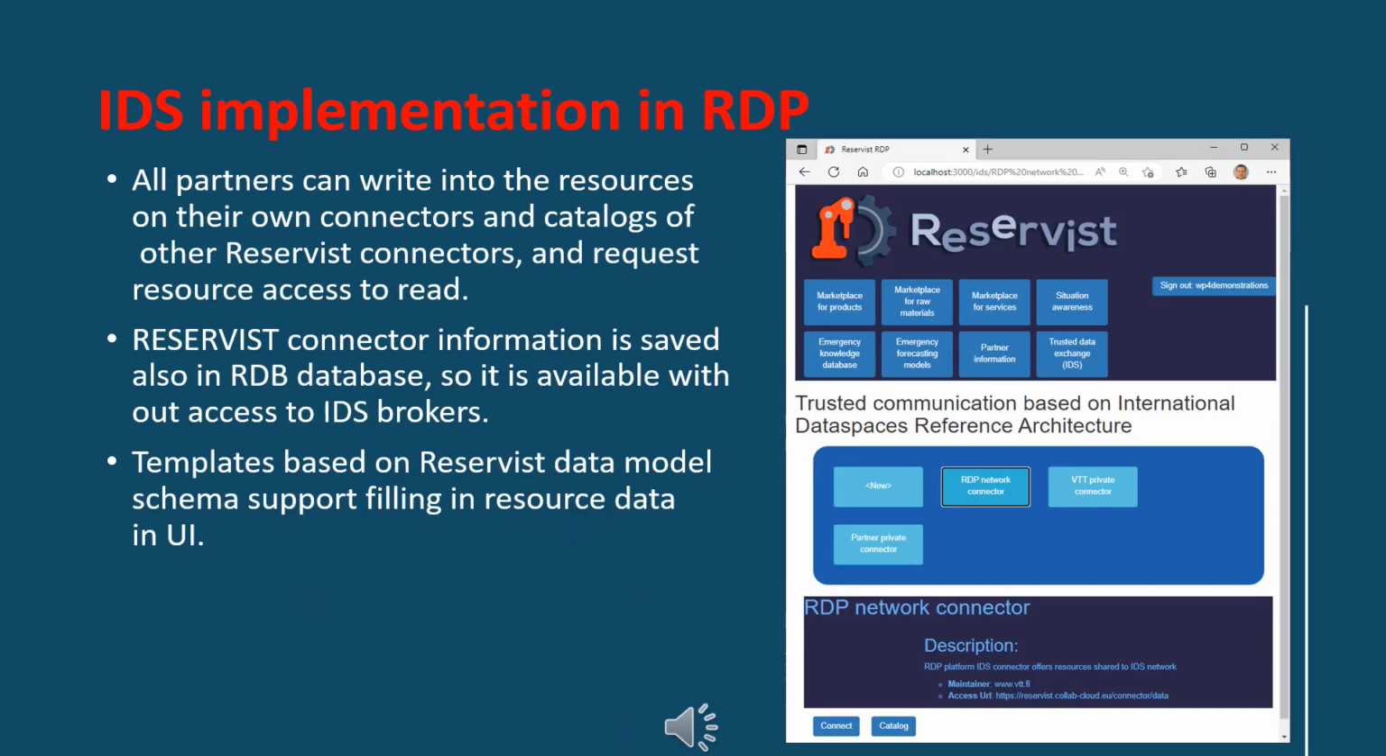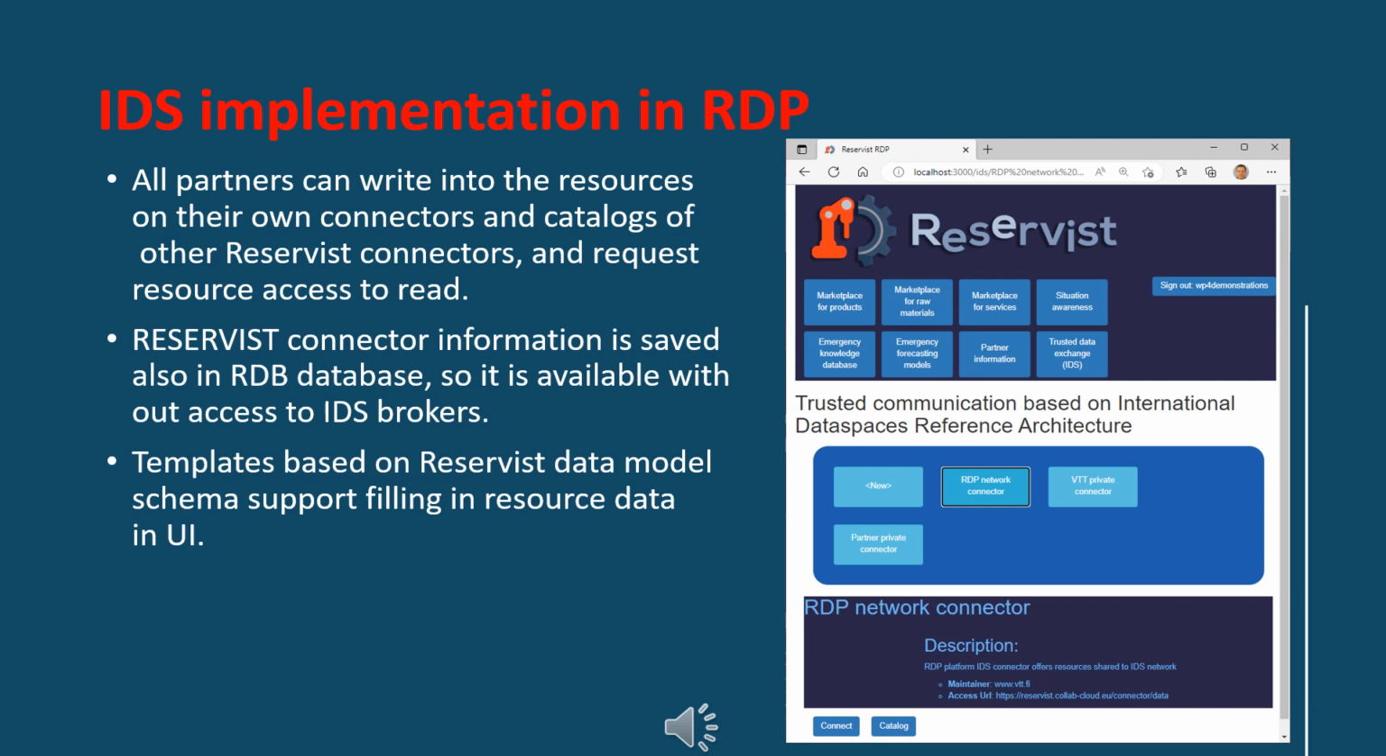All partners can write into the resources on their own connectors. They have also access to read catalogs of other Reservist connectors. They can request access to read from other connectors. Reservist connector information is saved also in the RDP database, so the data is available without access to IDS brokers.